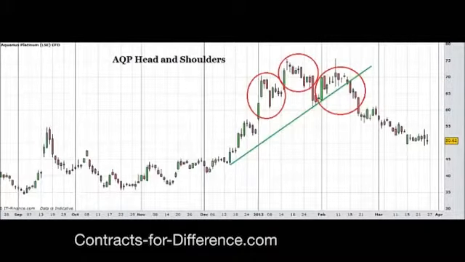So another example on Aquarius Platinum, we had a left shoulder, what looked like a head, and a right shoulder. The key is the head has a higher high than the left shoulder, but the right shoulder has a lower high than the head. The reason why the head and shoulders is a top-in pattern, and this is quite a good little tip here, because not a lot of people really realise this. They think, oh, a head and shoulders is a reversal pattern and that's it. But there's a reason why it's a reversal pattern.